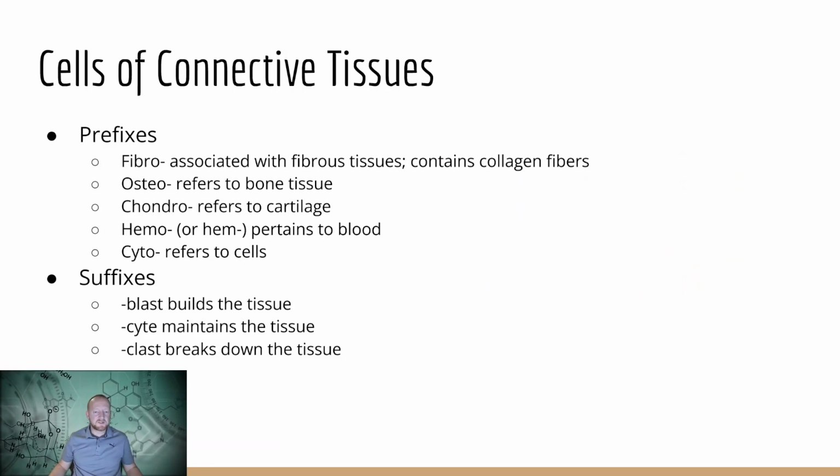When we talk about the specific cells of the connective tissue, a few prefixes get you a long way. So fibro, associated with fibrous tissues, contains collagen fibers. Osteo is referring to bone. Chondro to cartilage. Hemo to blood. Cyto to cells. So using those prefixes combined with these three suffixes, we can cover a lot of the connective tissue.